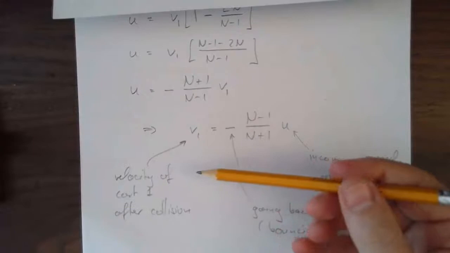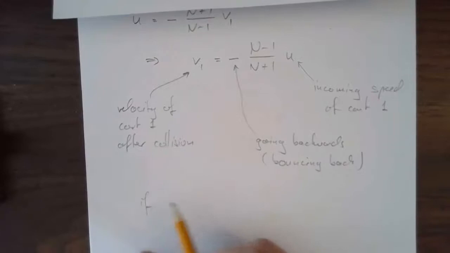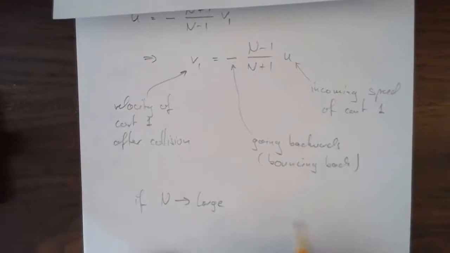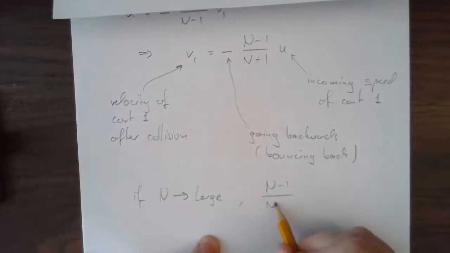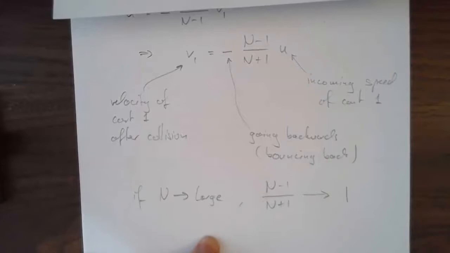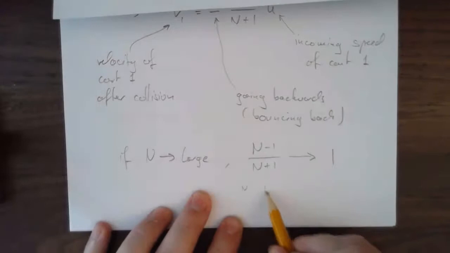But now what happens if n becomes large? What does large mean? 100, 1,000, 1,000,000, I don't care. Mathematically, I can imagine n becomes essentially infinity. Well, n minus 1 over n plus 1 becomes 1. It gets closer and closer to 1. Right? So let's try it. If I have n is 1, 2, 3, 4, 100, 1,000, right?